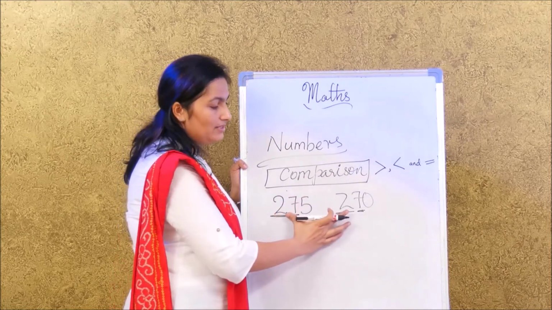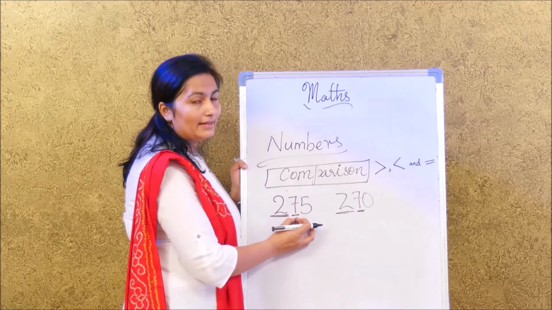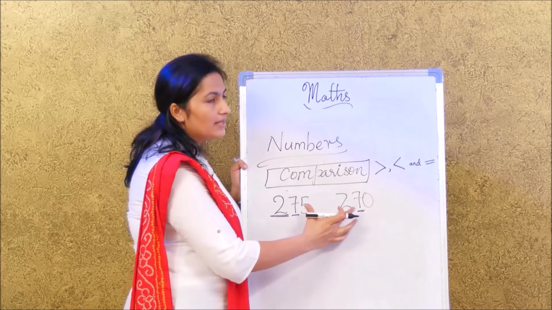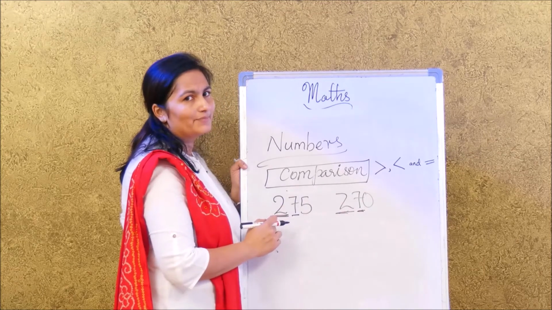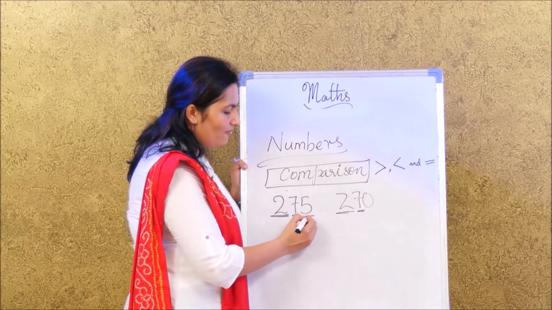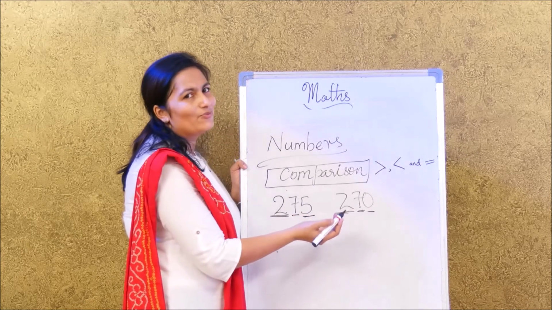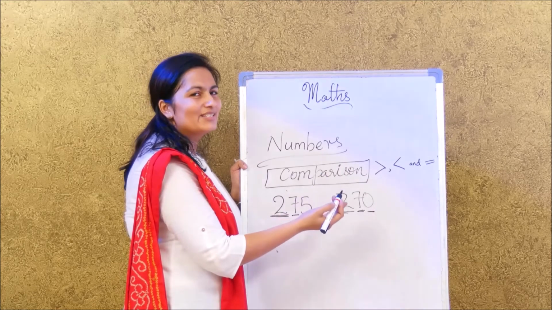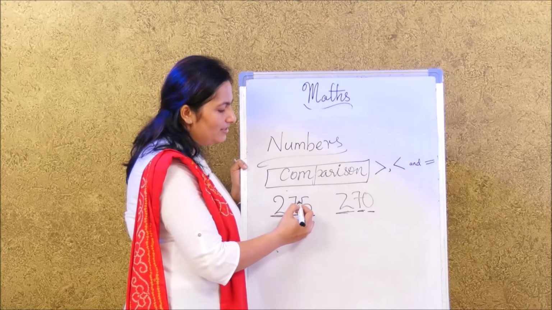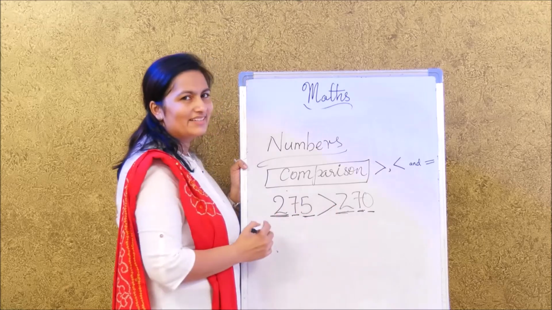But these both are the same. So, then we move on to look at the tens. 7 and 7, here also it is the same. So, then we move on to see the ones. This is 5. What is this? 0. So, 5 is greater than 0. So, now we got the answer: 275 is greater than 270.